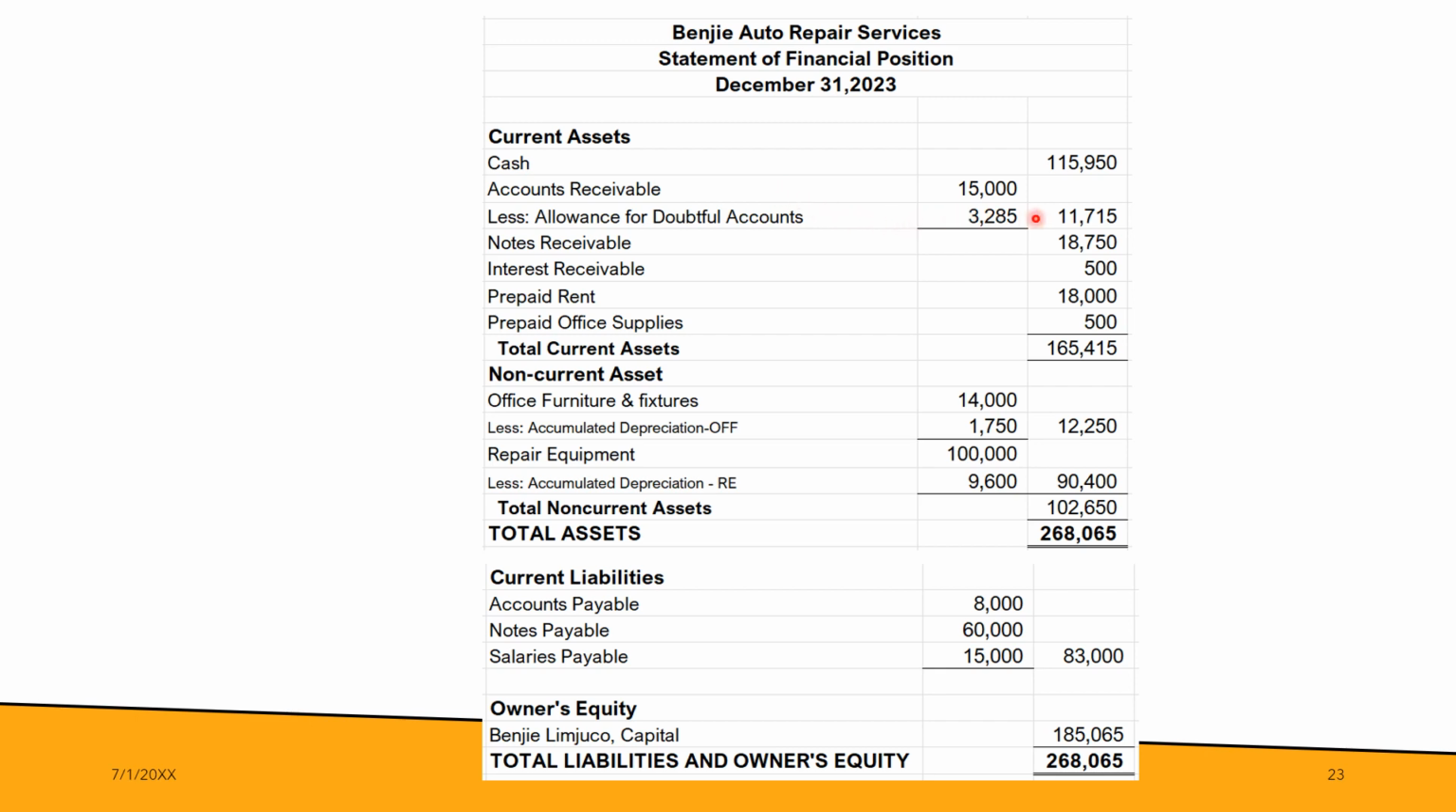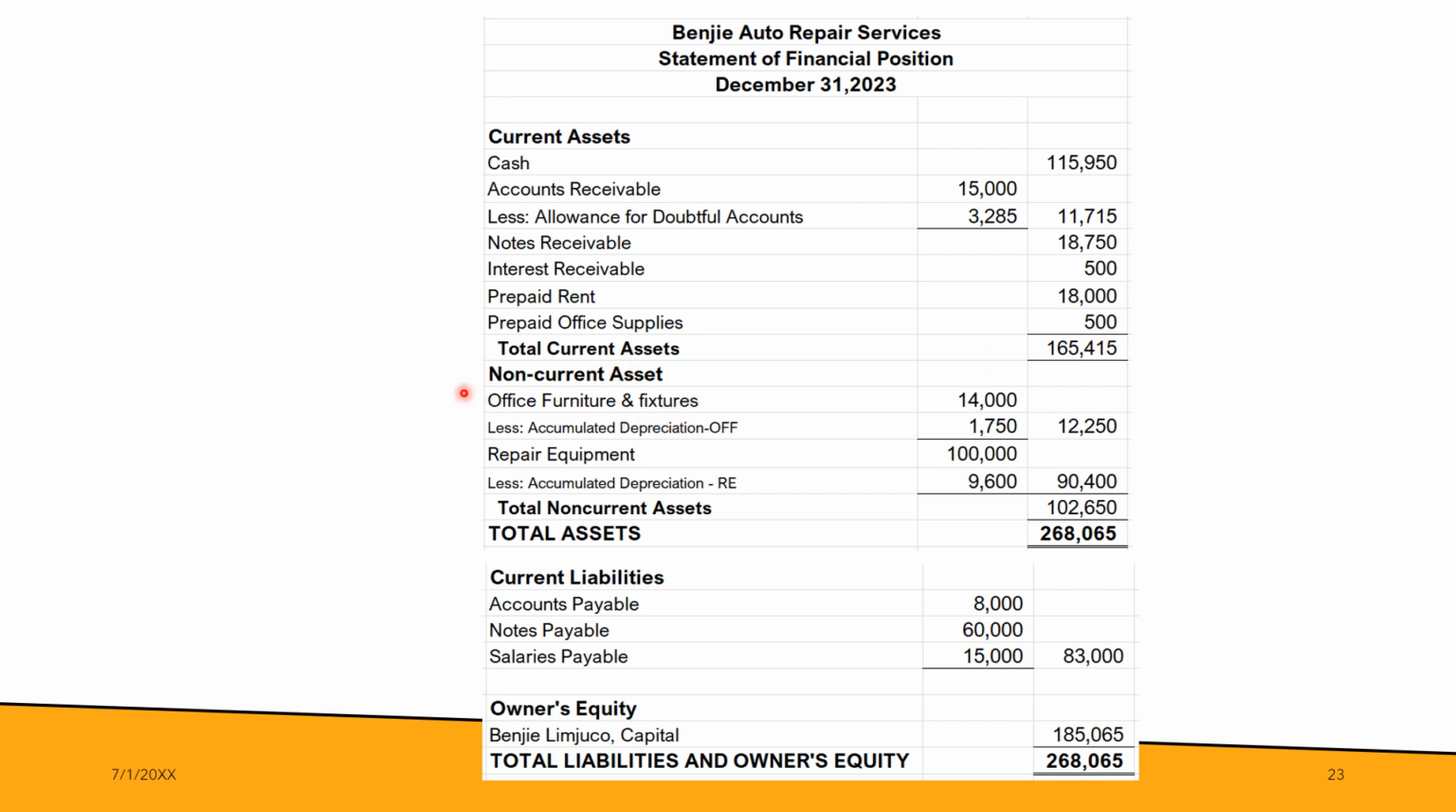Okay, so we have here cash, the net realizable value, NRV, of your receivable, notes receivable, interest receivable, prepaid rent, and prepaid supplies. These accounts comprise the total current assets, which is 165,415. And how about non-current assets?